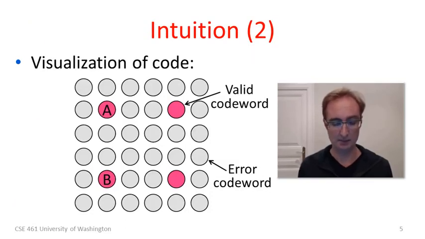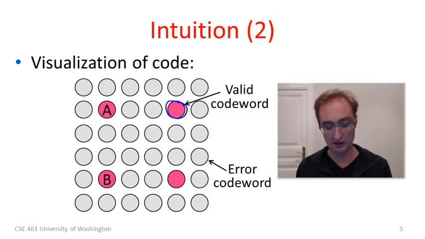Here's a diagram that helps us visualize this intuition. You can see here in this code, the pink circles represent a valid code word, so the data bits and the check bits match. Whereas the grey circles here represent an error code word where you've got a bunch of bits in, but the data and the check bits don't match. This code has a Hamming distance of 3 because we need to go at least 3 hops, which is changing 3 bits, to get from any valid code word to any other one. Here's another one.